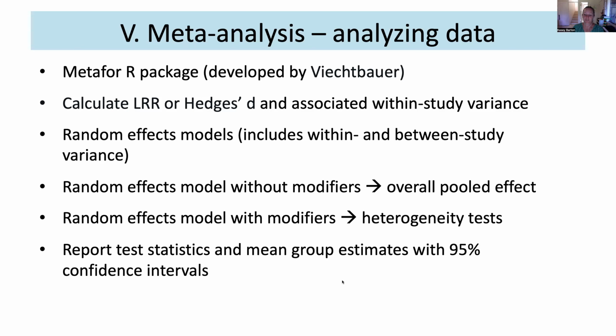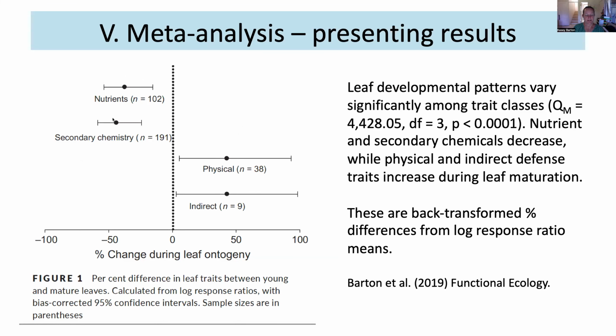So to then sort of display these group pooled effects, you might do something like this. This was from a meta-analysis looking at how traits change as leaves mature and develop. And I looked at nutrient content, secondary chemistry, physical traits like trichomes and prickles, and indirect defense traits like nectar and food bodies. And what I'm showing you here are the estimated group log response ratios and 95% confidence intervals, but I back transformed them into percent differences between young and mature leaves, because to me that's easier to understand.